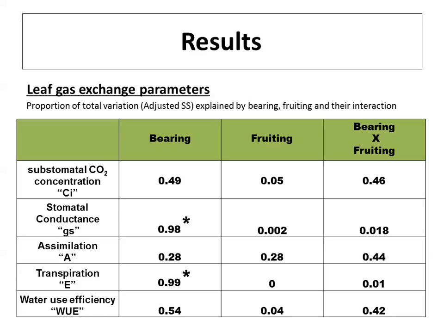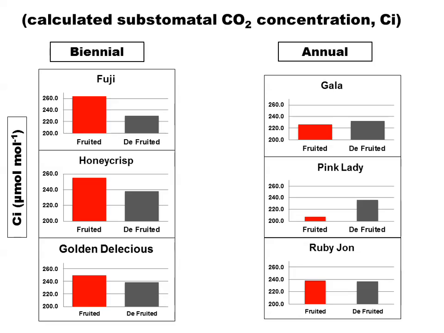We will talk in detail about stomatal conductance and transpiration, but first I wanted to show you a trend we noticed in the intercellular CO2 concentration, the Ci, the first one. Even though it's not really significant, I think it was worth sharing. On the left side, you will find Fuji, Honeycrisp, Golden Delicious. The red columns are fruited, and the gray are defruited. In the biennial cultivars, you always find that the intercellular CO2 concentration is higher in the fruited versus the defruited. So let's bring all the biennial together, and all the annual together, and see how they look.